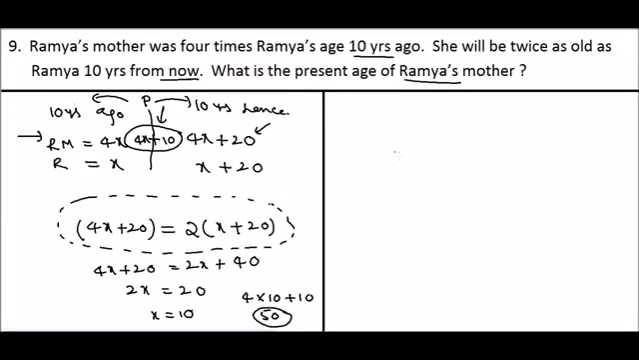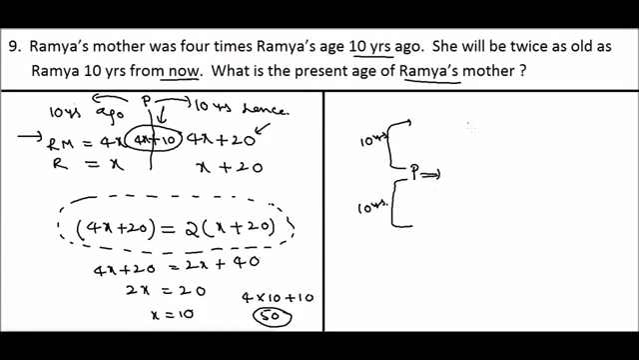Now, how to go for this one with the shortcut? What is the shortcut now? I am taking 10 years ago. We will keep it in this way. This is at present. This is 10 years ago. We will write like this. 10 years ago, 10 years ago. Right. And this is 10 years later.